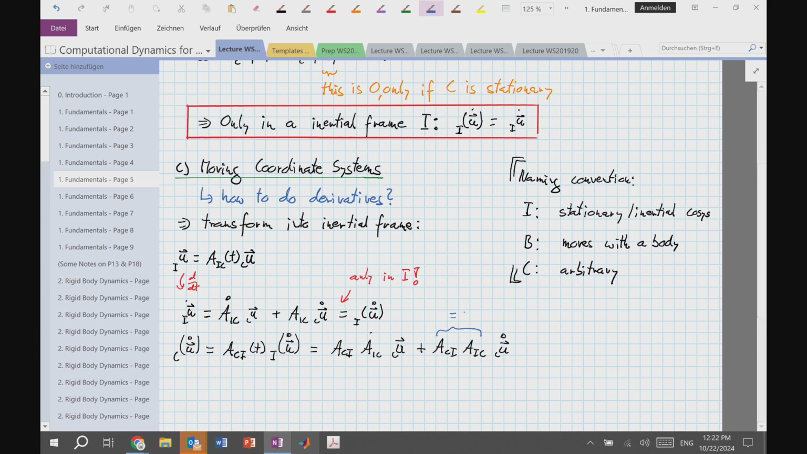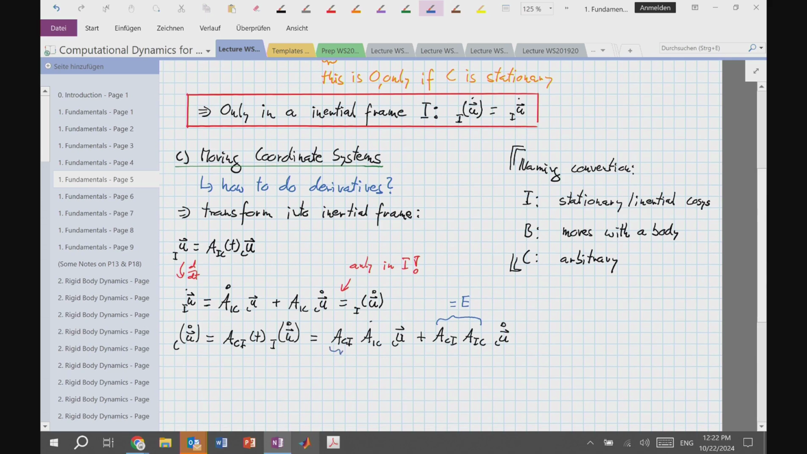This thing here is the identity, right? ACI times AIC. That is forward-backward transformation. That just gives me the identity. And then here we have ACI times AIC dot. What type of object is that?